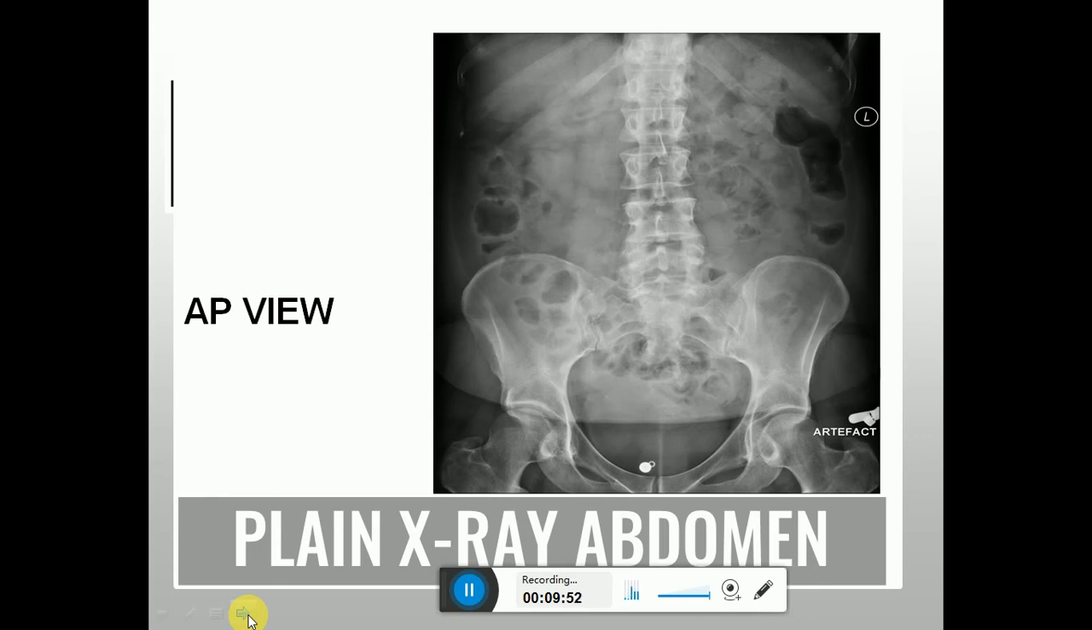Now first of all, what is the name of this X-ray? If this X-ray is there in front of you, what is the name of this X-ray? So the name of this X-ray will be plain X-ray abdomen, AP view, that is anteroposterior view. We have already seen the utility.